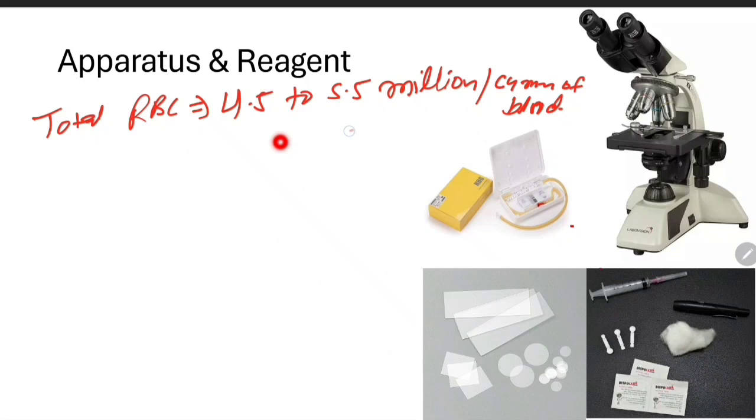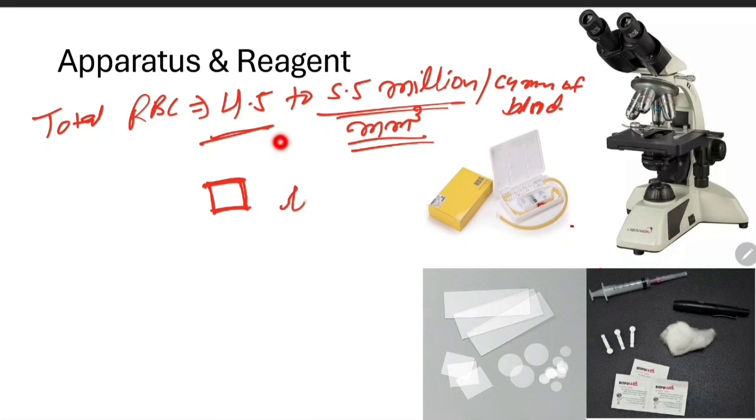Cubic millimeter, or we can write millimeter cube. Suppose one cube is there, with 1 millimeter in all directions, meaning length, breadth and height are 1 millimeter, and that volume of blood will contain around 4.5 to 5.5 million RBCs. That is also represented as a microliter.